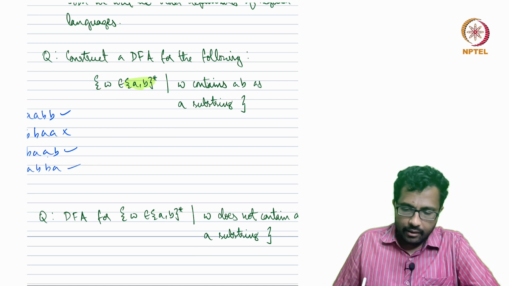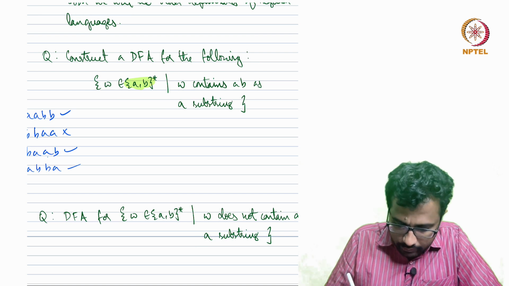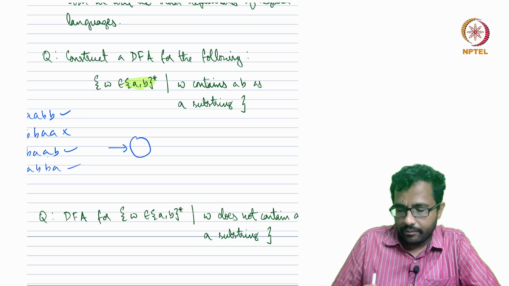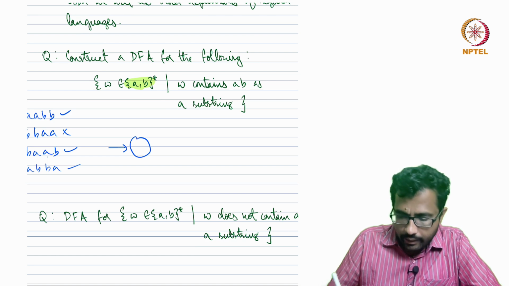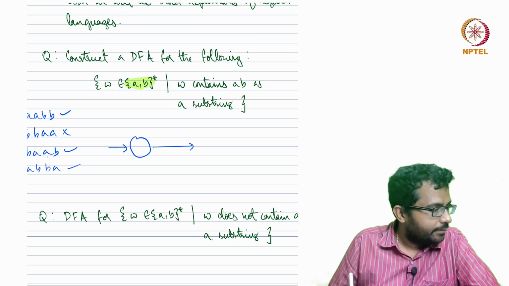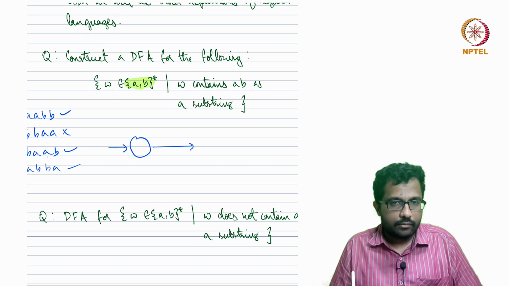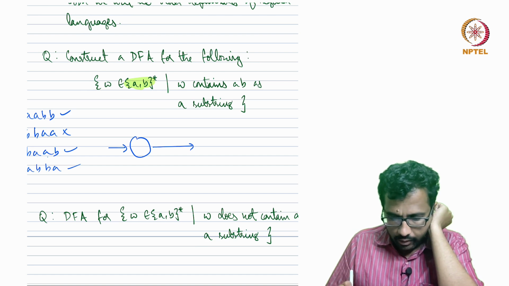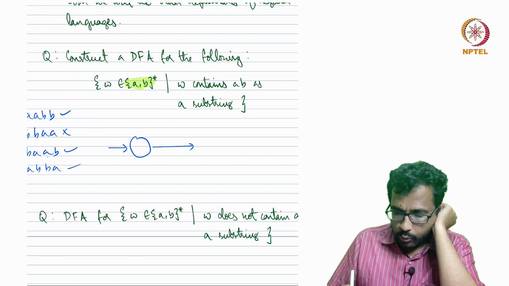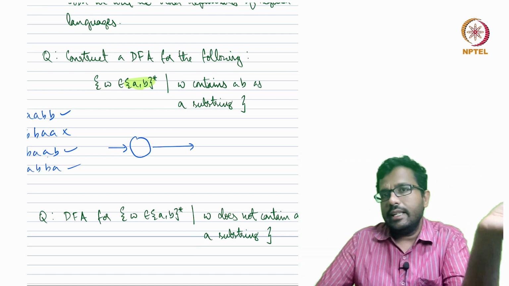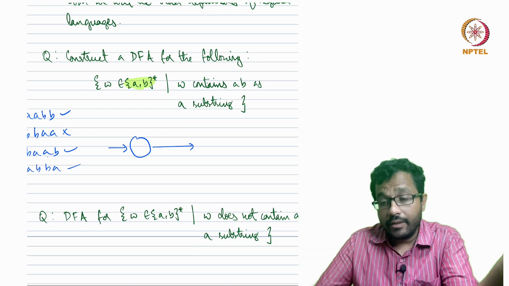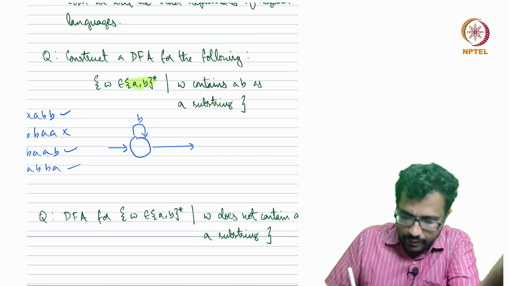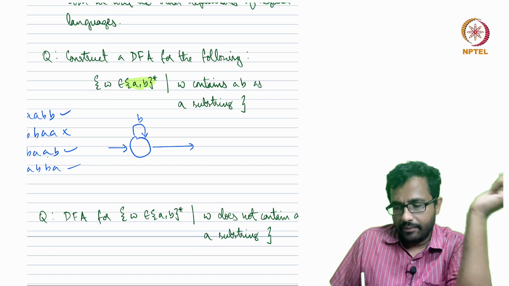Right, let's see. So let's try to draw a DFA. So we have a starting state, and let's see what happens. Now, for seeing an AB substring, we first have to get an A. So if there is a B from the starting position, we can remain in the same state.